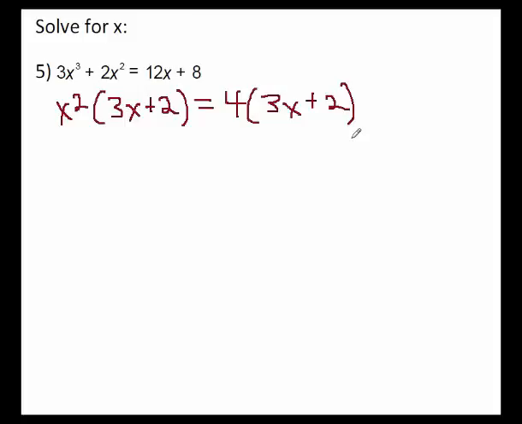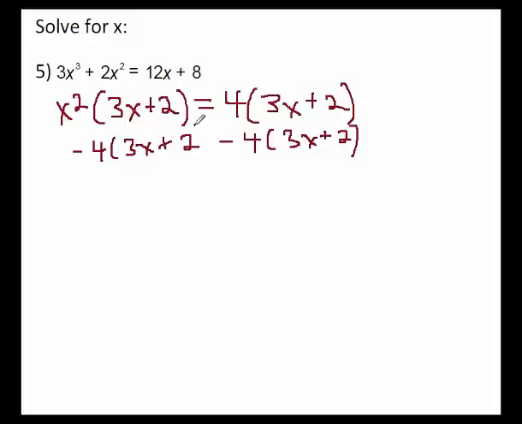I think you see right away how this problem is going to tick, because you've got a 3x plus 2 on each side. Now, as with any quadratic equation, you want to set the whole thing equal to 0. So how can you set the whole thing equal to 0? The answer is you can subtract this entire term. Minus 4 times 3x plus 2 from this side, and minus 4 times 3x plus 2 on this side.